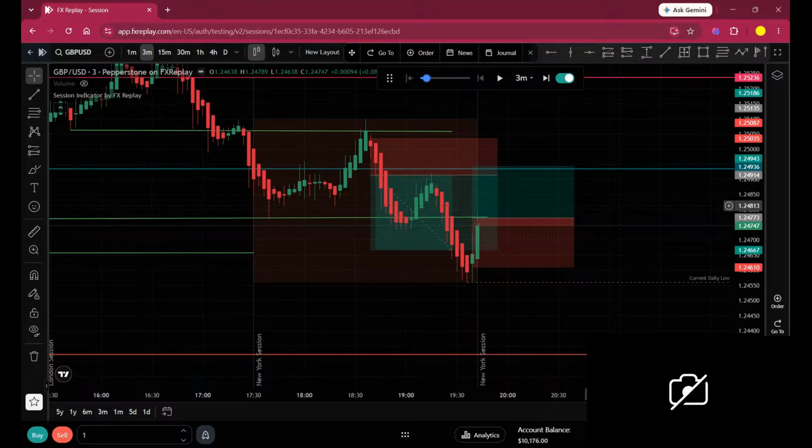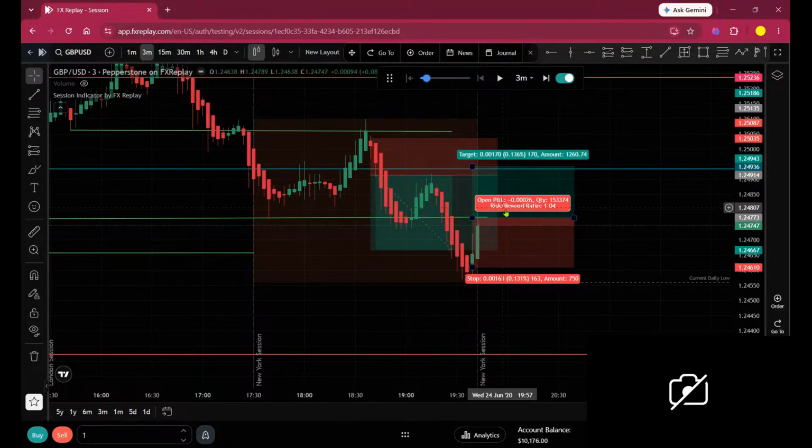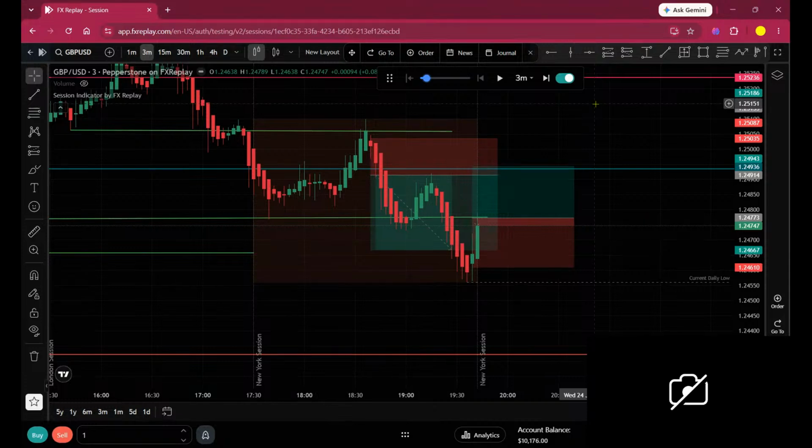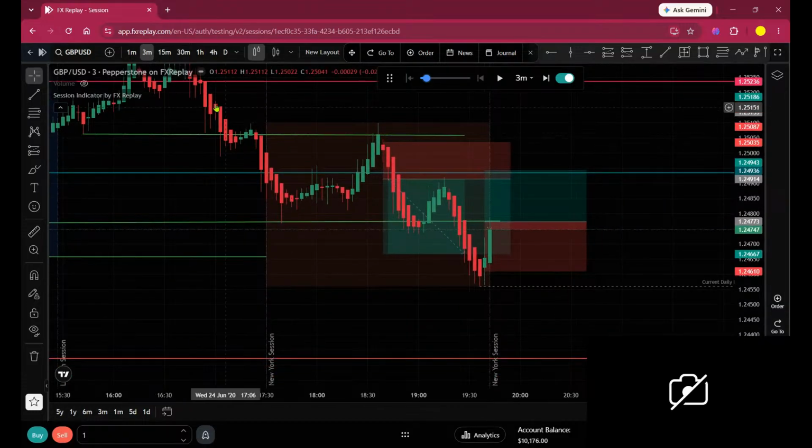Okay, but I will say wait for the character change. Wait for the market to respect this one, go up, then retrace from here, then you can go for the buying. But the market generally does not retrace, it will go up in a fraction of a second, like in the 1 minute time frame.